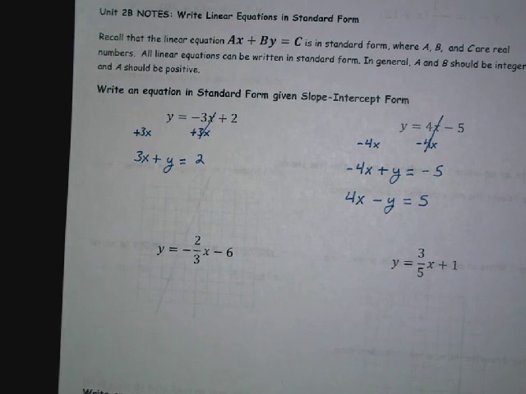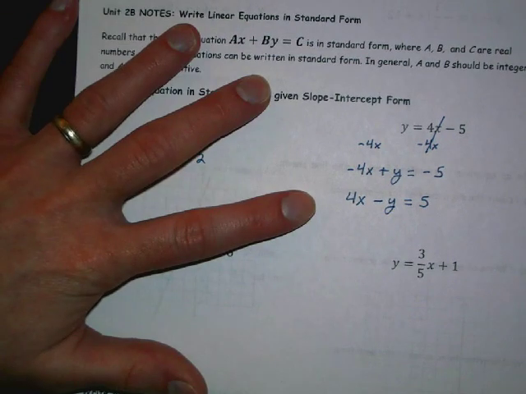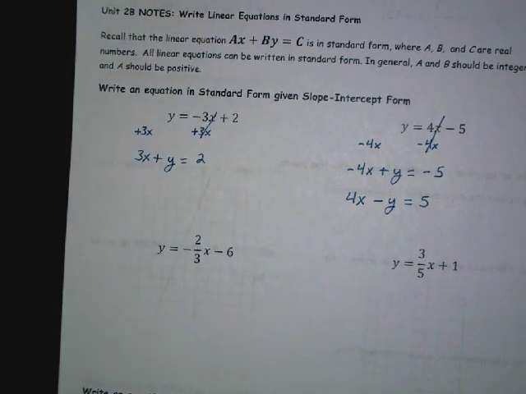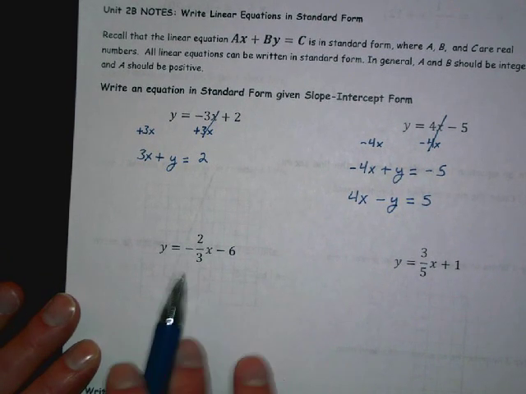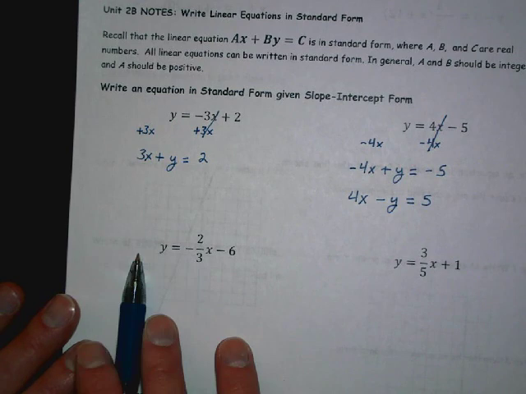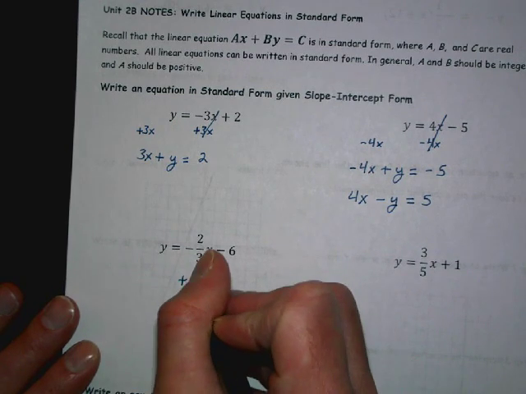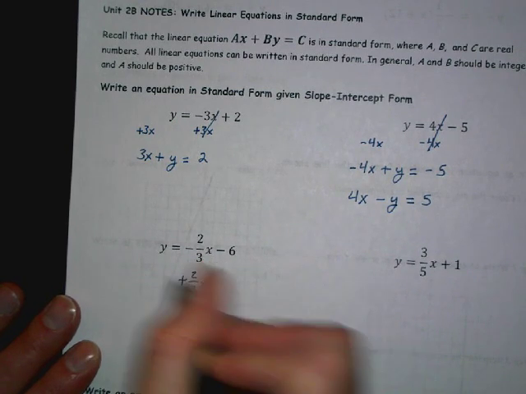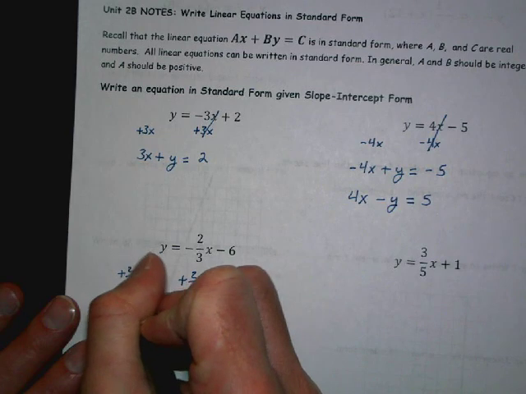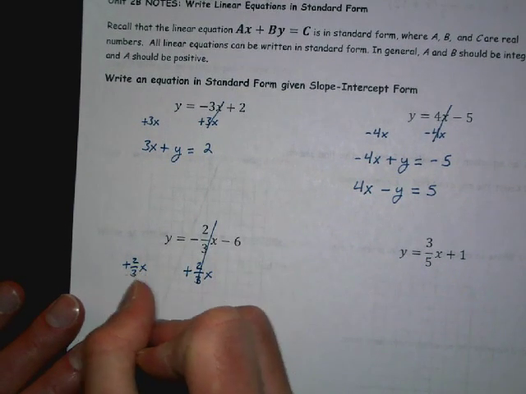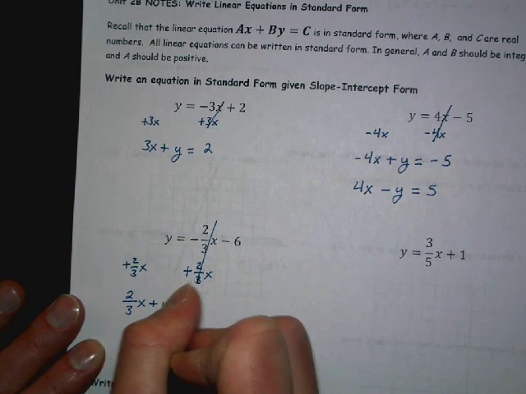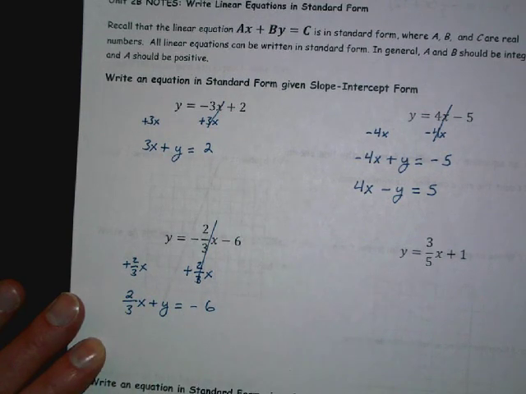Okay, now as far as these two rules and holding you accountable on quizzes or tests, that's the only one I would take off if you didn't do. The next one that involves changing a fraction, I'm actually going to count it as bonus points if you do it correctly. Okay, so if we move down to this one, to move the x over, we're going to add 2/3 x. So now we have 2/3 x plus y equals negative 6.